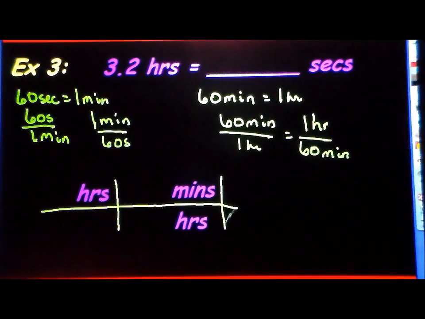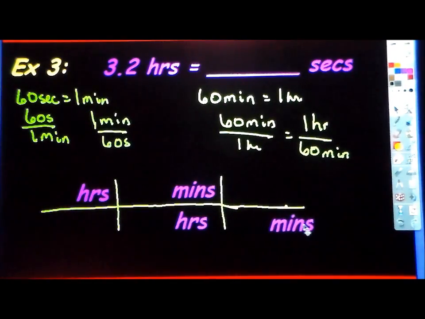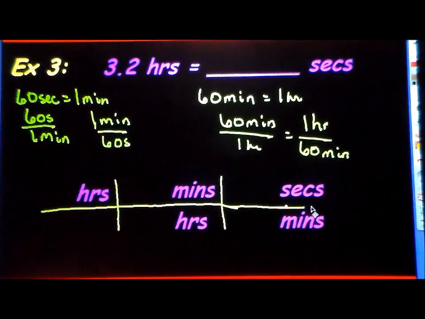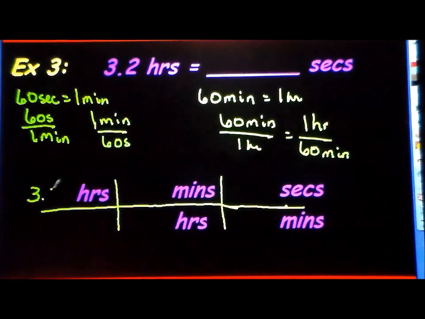So that means I need another line and I need more bar extended, because now I need minutes down here to make minutes go away, which is going to force me to use seconds on top so that I'm left with seconds. So notice, hours are gone, minutes are gone, and you're left with seconds. So if I go in and fill in all the numbers, we should be good. So we've got 3.2 hours. You always put down the number that you start with. Now, our fraction with minutes over hours, it's 60 over 1, and now both of these are gone.